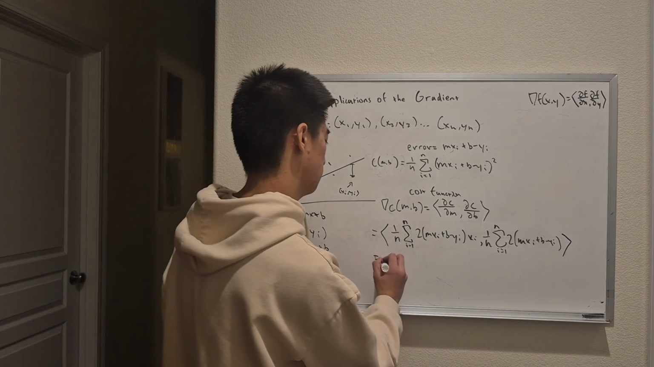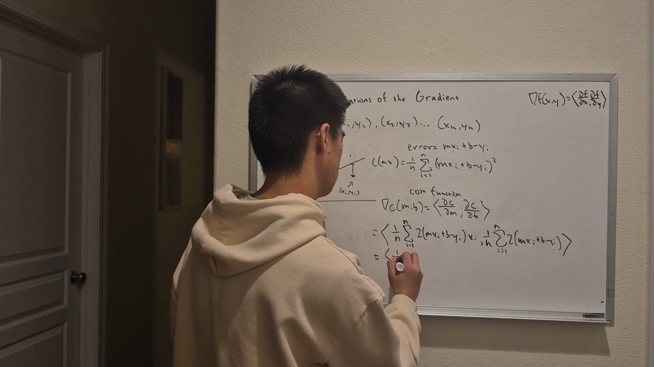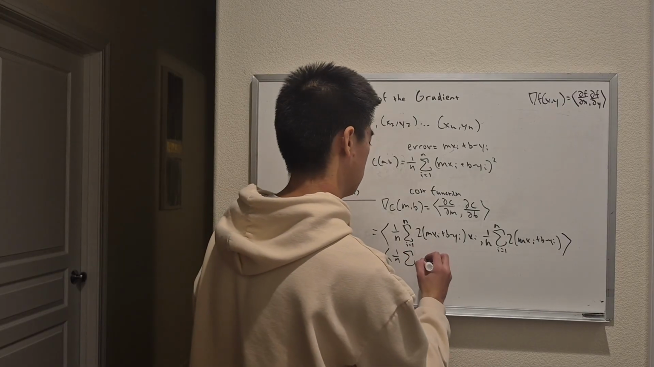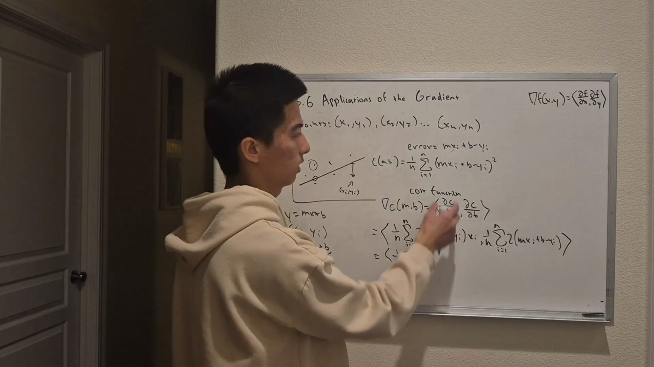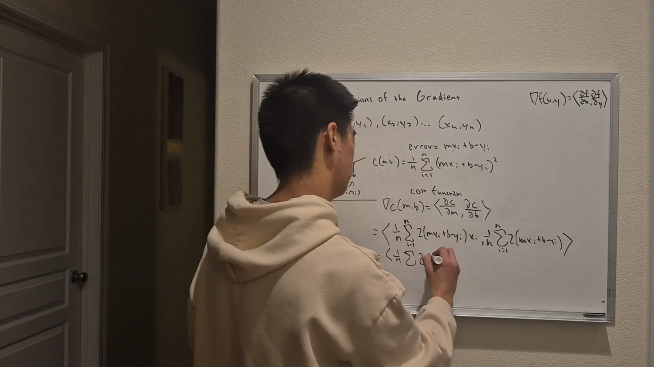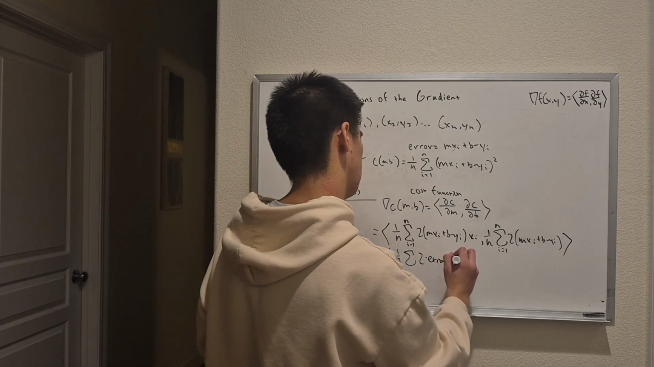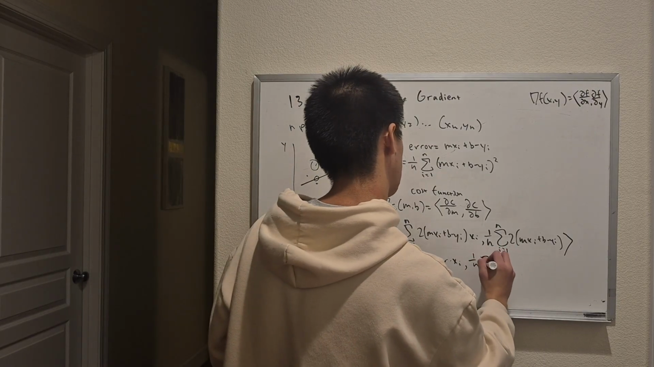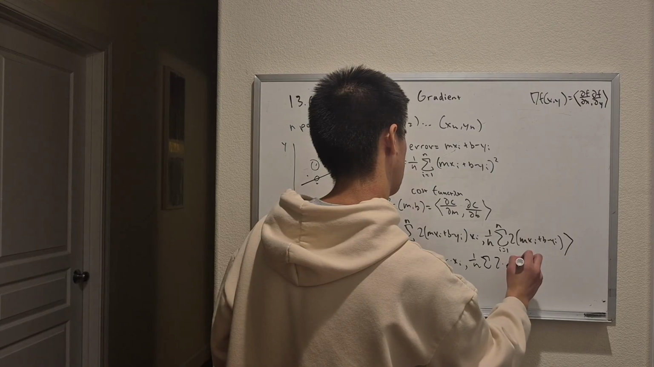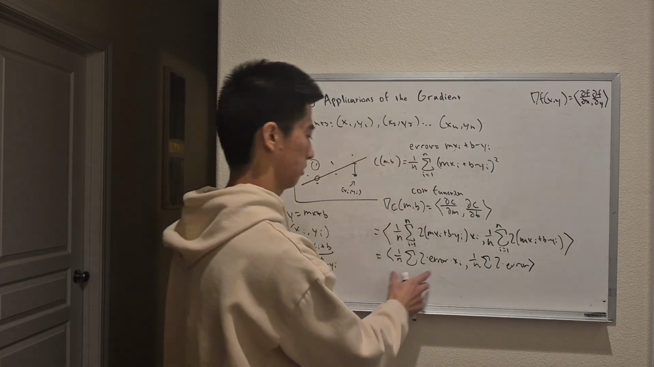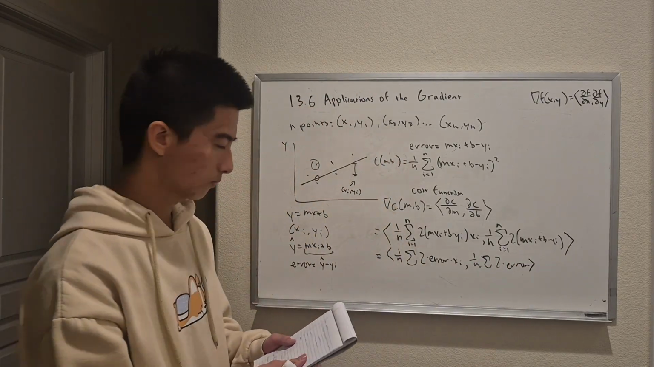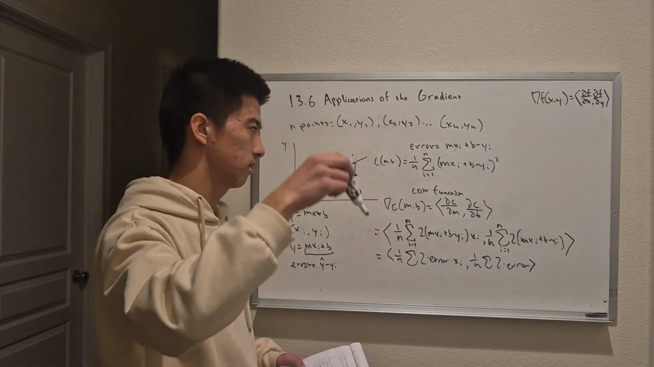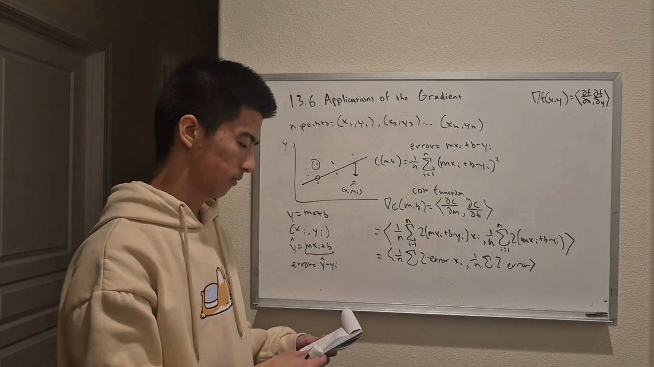And then let me simplify this. The first is 1 over n, the sum of 2 times, and this term is just our error term, so I'll write error times x_i. The second is 1 over n, sum of 2 times error. So this is our partial derivative, and that gives the direction of the steepest descent in our cost function.